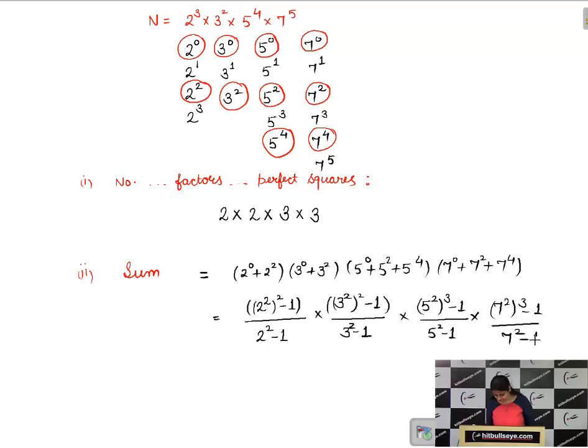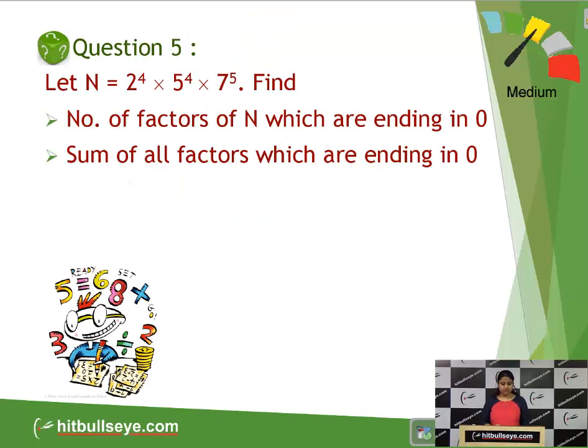Similarly, so this is the answer in this case. Now the next question. Now a number is given. We want to find number of factors of n which are ending in 0, and we want to find sum of all such factors.